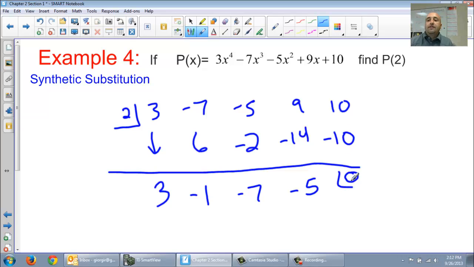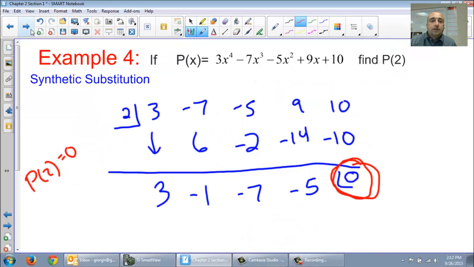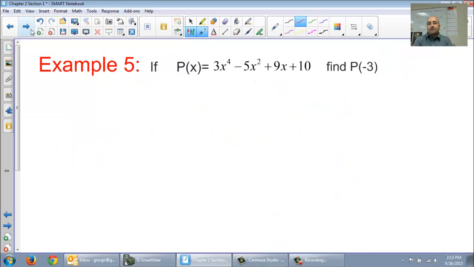Okay, now, this is a little bit quicker. The answer to your problem is always the number in the box. So just like last time, P of 2 is equal to 0. And if I go back to the last slide, what did I get? P of 2 is equal to 0. So let me show you one more example of why this is much quicker than actually doing all the substitution.